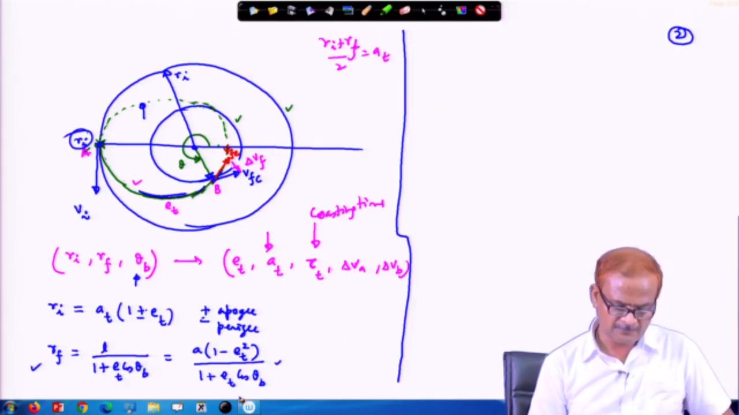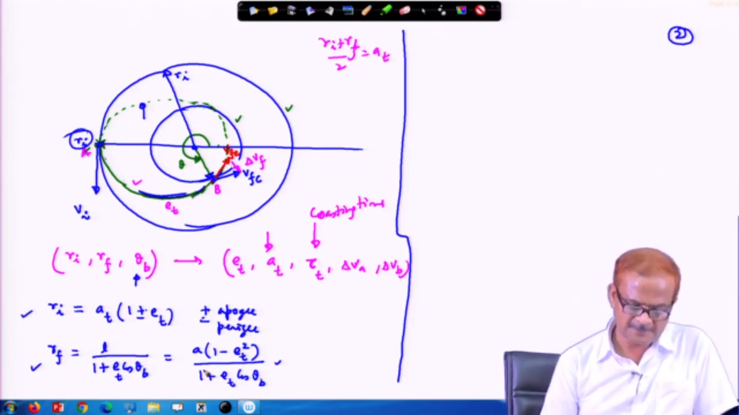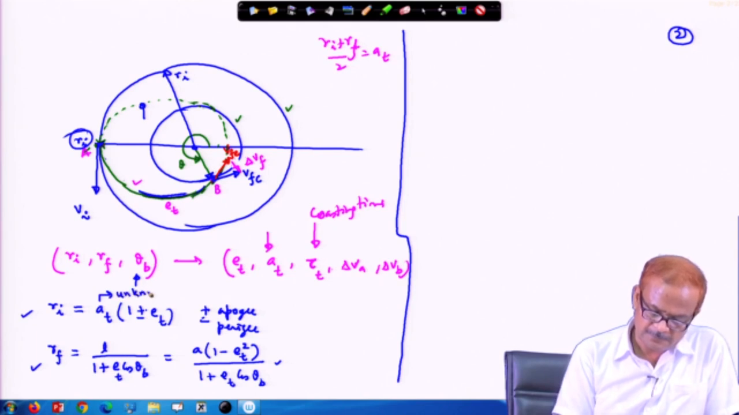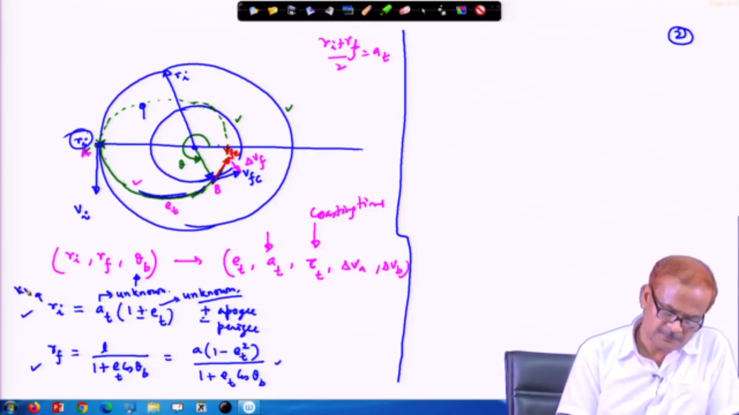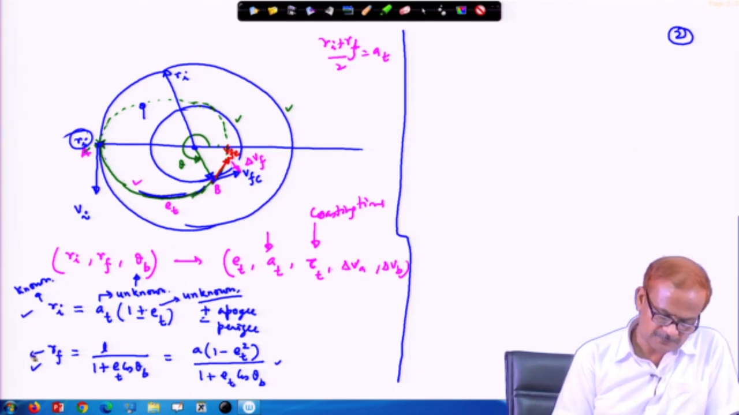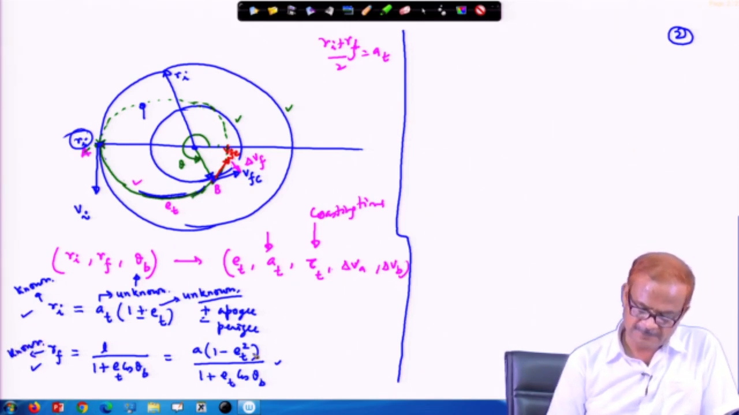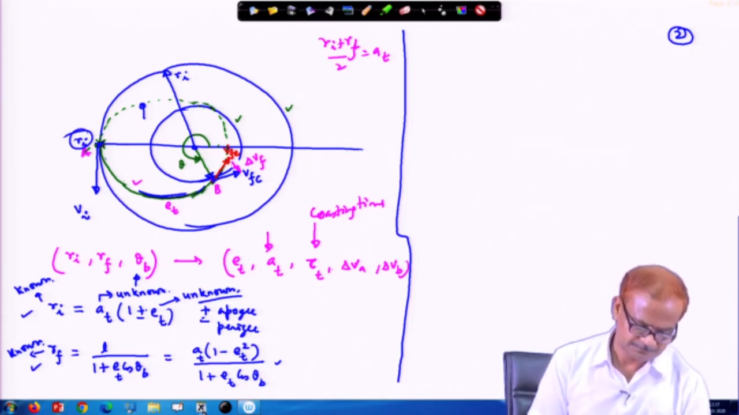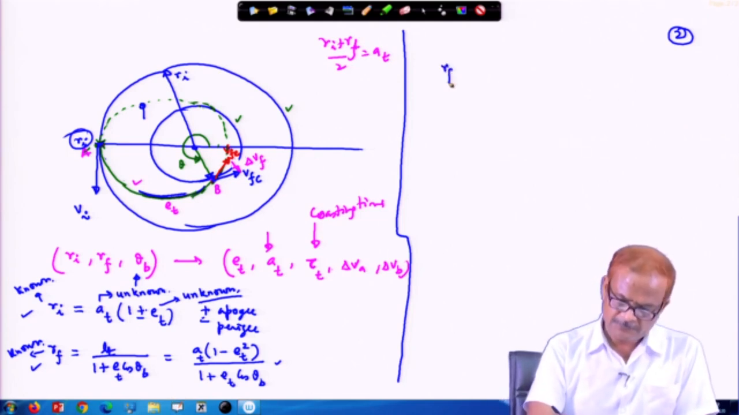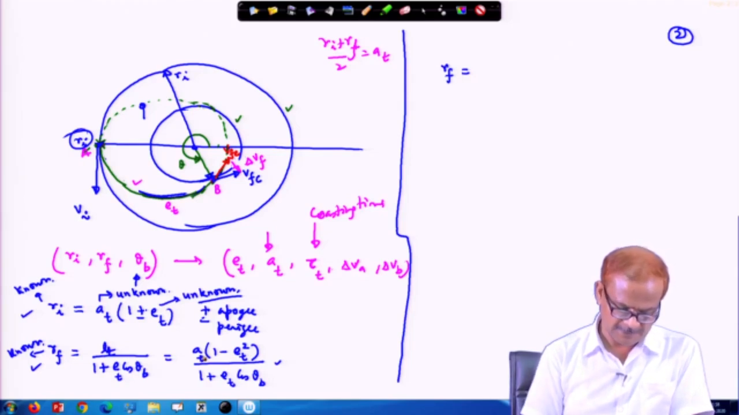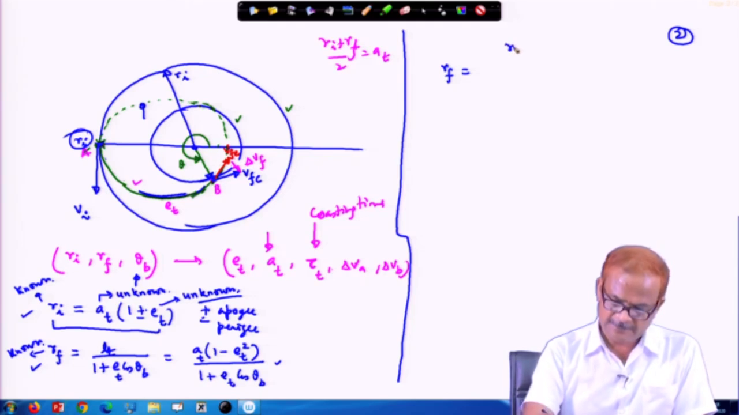So, we have got the r_f and r_i equations written like this, where a is unknown and e_t is also unknown here. Both these quantities are unknown, but r_i is known, and r_f is known. In this equation e_t and a_t both are unknown, okay. So, the same thing applies here, for the transfer orbit. Therefore, r_f becomes, we can replace this a_t from this place.